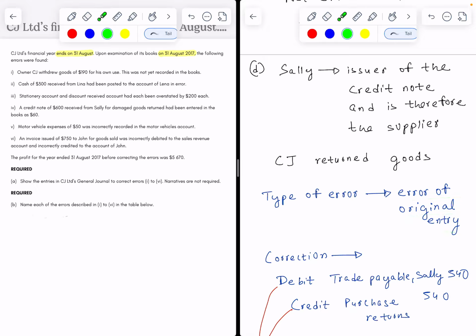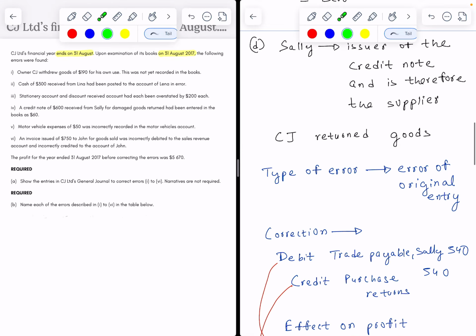Now let's also understand this transaction properly. Based on what we have read through the first few words, where a credit note was received from Sally for damaged goods returned, that means Sally is the issuer of the credit note, which obviously points to the fact that Sally was the credit supplier. Credit note can only be issued by the supplier, okay? That means our business, which is CJ Limited, we are the one that returned the goods or initiated the return, okay?